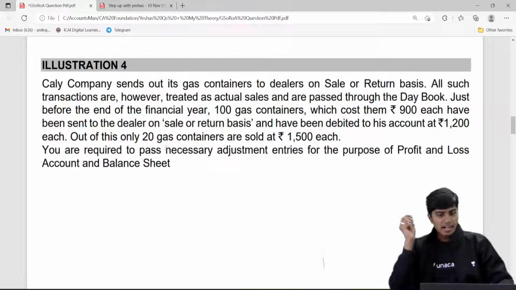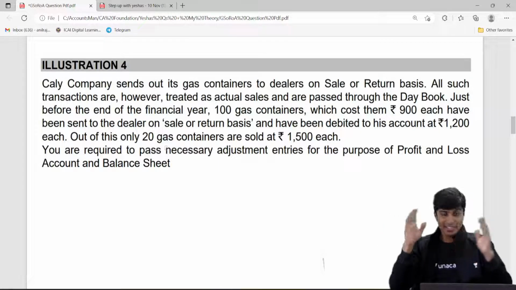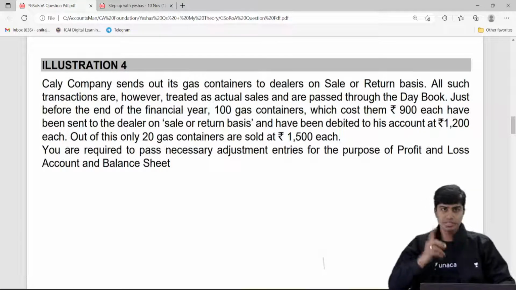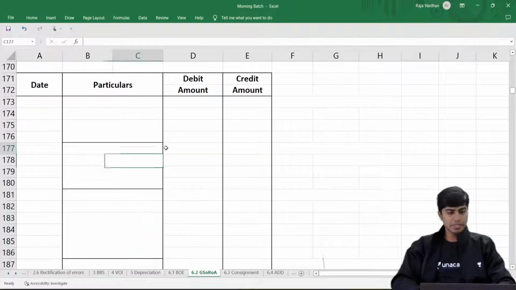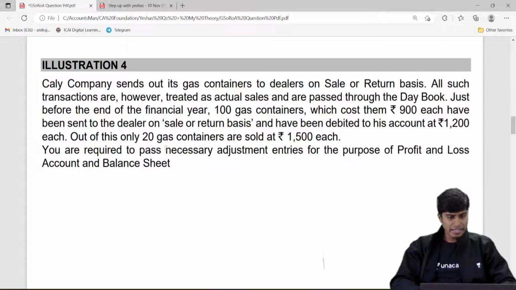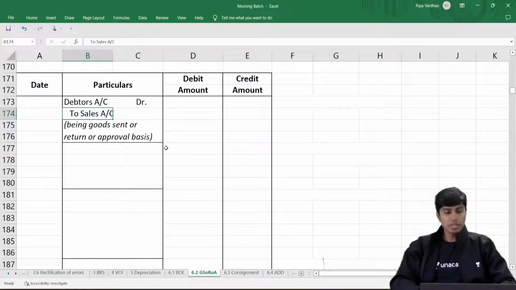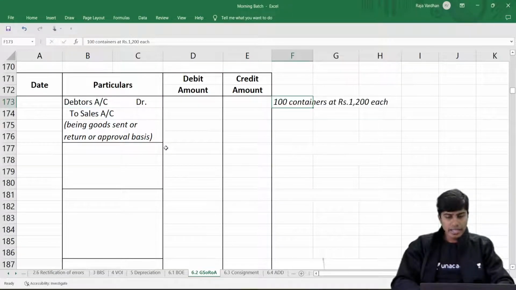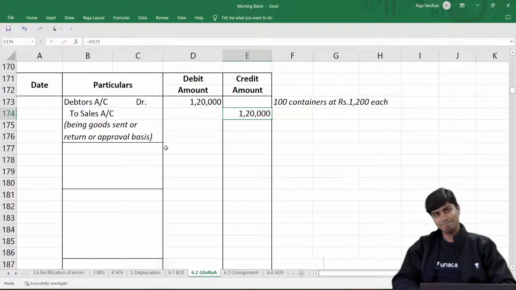Let us write 100 gas containers. Cost is 900. Let us identify what is the selling price. Debited to accounts at 1200 each. 1200 is the selling price. Shall we write the entry? In the books of Cali and Company, I will write the entry as debtors account debit to sales account, being goods sent on return or approval, 100 gas containers at rupees 1200 each, 1,20,000.